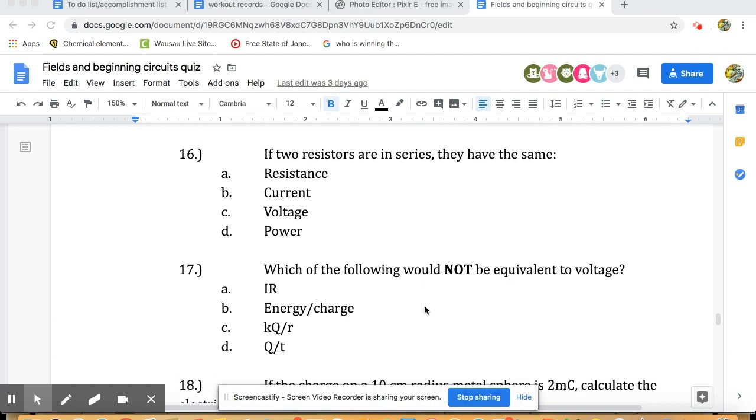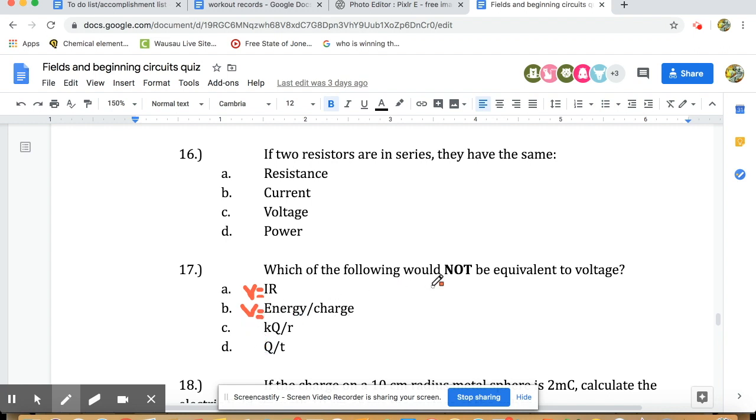Number 17, which one's not equivalent to voltage? Well, let's look at it one by one. Voltage is equal to V equals IR, so that's definitely true. Voltage is also equal to energy over charge. That's the definition of voltage. It's electrical energy over charge.